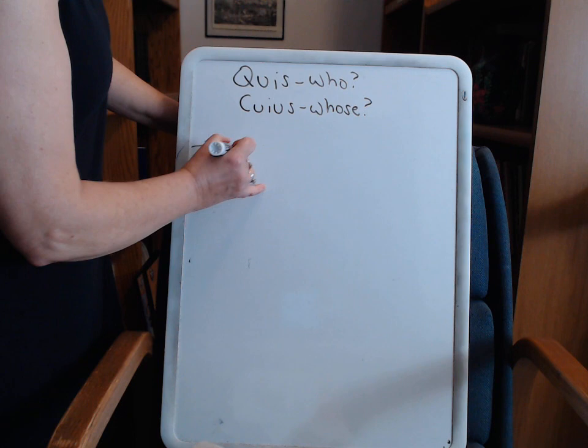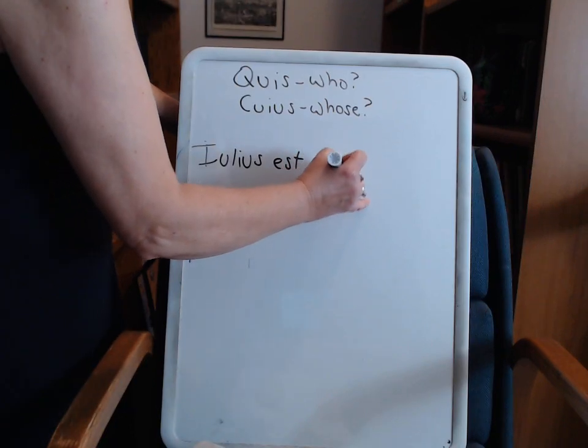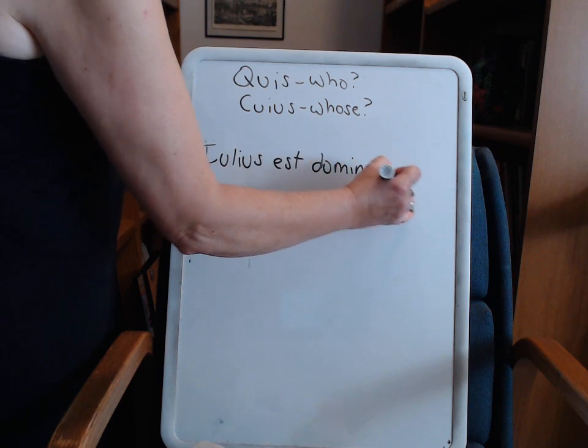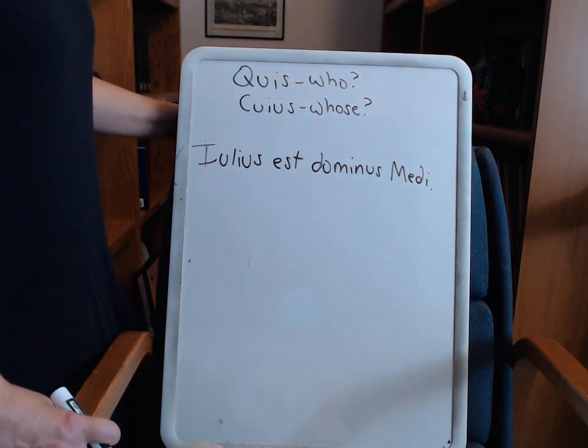Julius est Dominus Medi. Quis est Dominus Medi? Julius est Dominus Medi. Cuius Dominus est Julius? Medi. Whose master is Julius? Medi's.